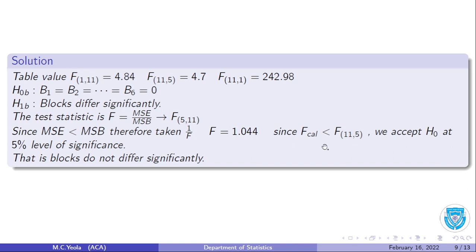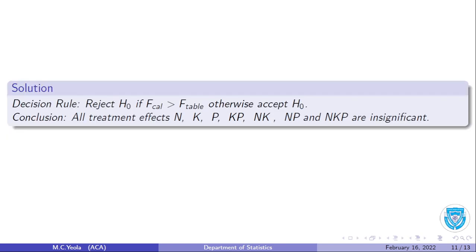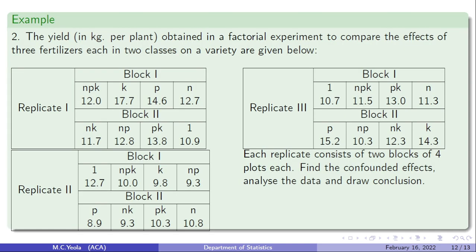F we are having this, since F calculated is less than this we accept H0 at 5% level of significance, that is, blocks do not differ significantly. Similarly for all the treatment combinations we are accepting the hypothesis, that also we have seen. So we'll write here all treatment effects are insignificant, they do not differ significantly, that also you can write. And this is the second example related to the same pattern, the example only you have to solve here.